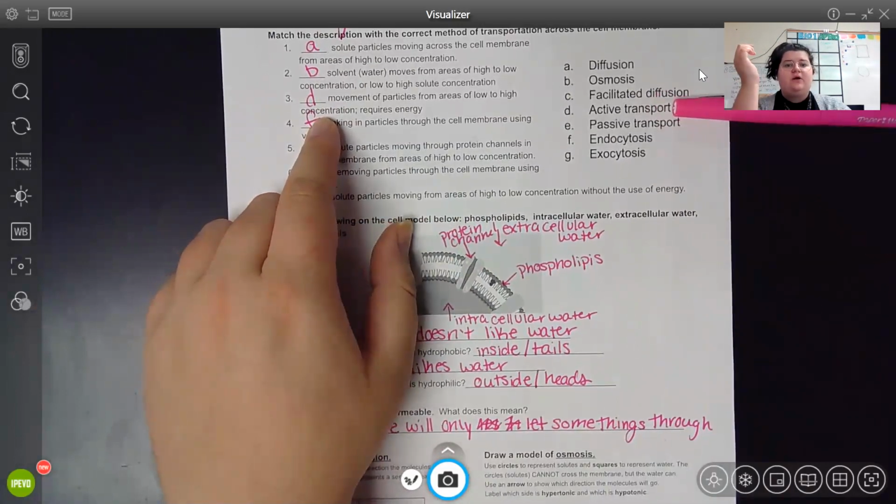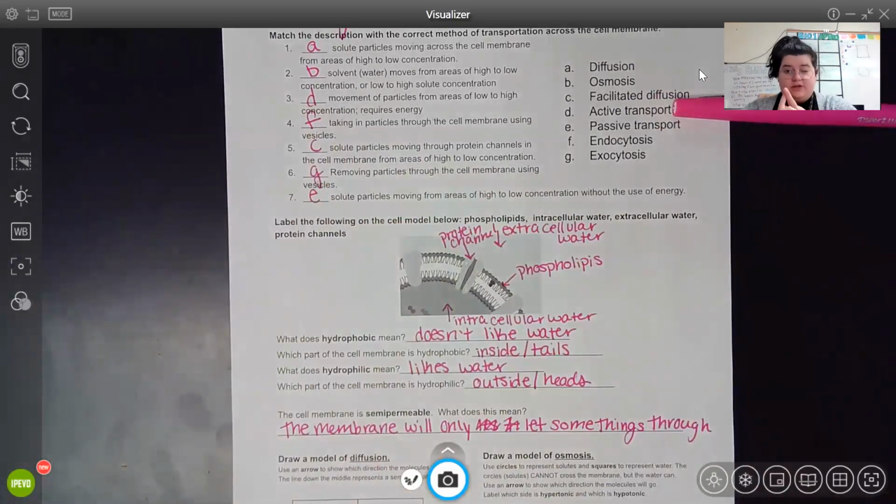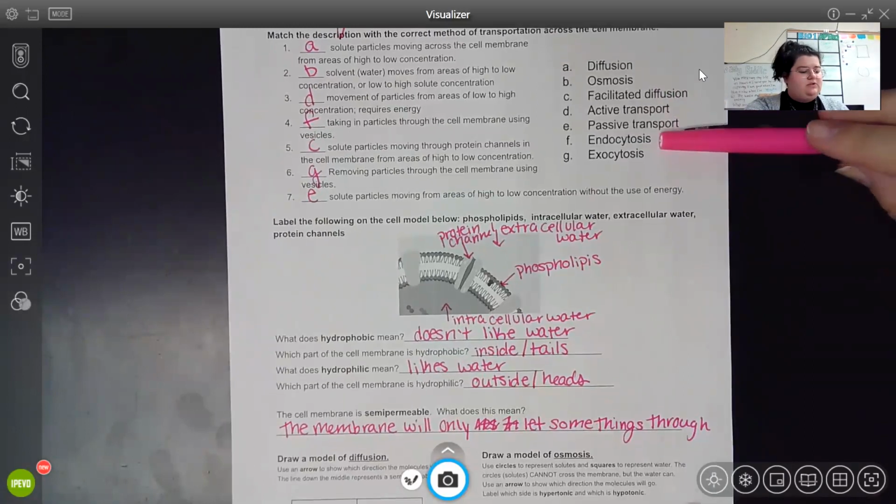So active transport, the two things that we are going to be looking for to figure out if an illustration is active transport, we're going to be looking for it to be going from low to high concentration, and also that molecule of ATP signaling that we are using energy. And number 3, taking in particles through the cell membrane using vesicles. That is going to be endocytosis. So remember, endocytosis is taking stuff in through vesicles.